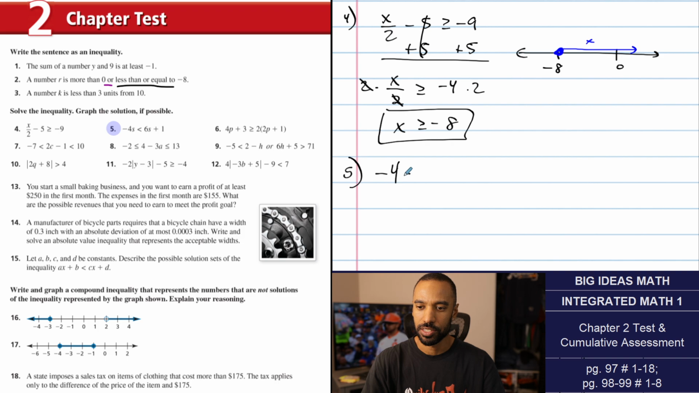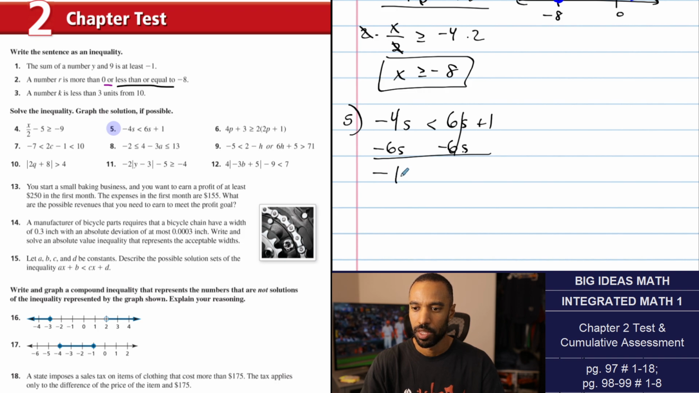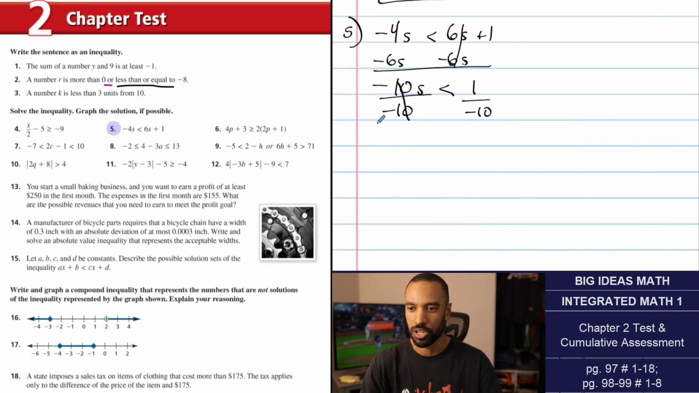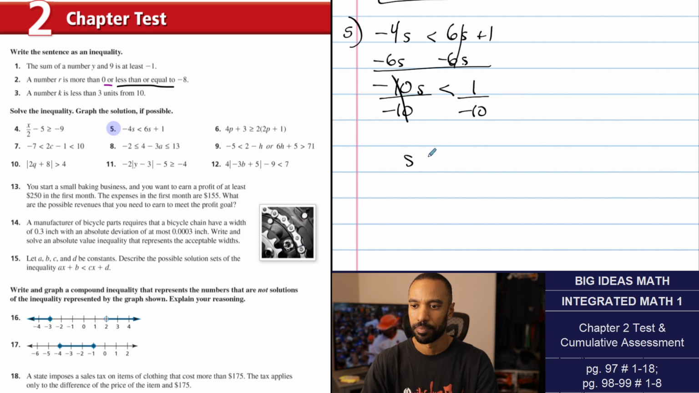Negative 4s is less than 6s plus 1. I'm going to subtract 6s from both sides in this case, just to get it by itself here. I know it'll be negative, and we'll deal with the negative. Negative 10s is less than positive 1. We'll divide by negative 10, which means several things. Number 1, a fraction. Number 2, change of sign. And number 3, flipped inequality. So s is greater than negative 1/10, like so.